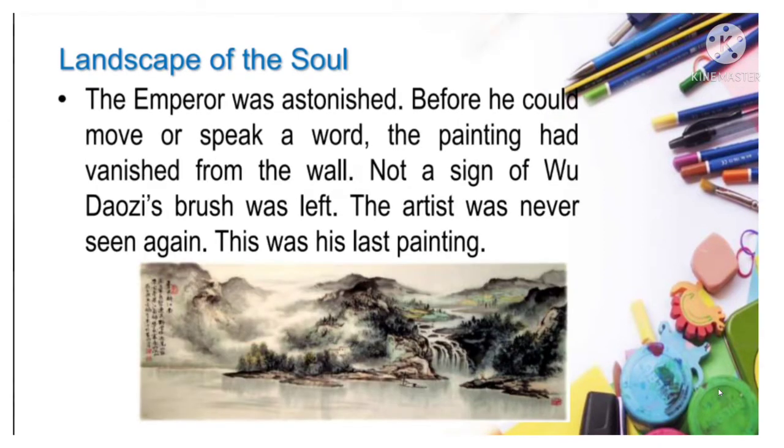The emperor was astonished. Before he could move or speak a word, the painting had vanished from the wall. Not a sign of Wu Daozi's brush was left. The artist was never seen again. This was his last painting.